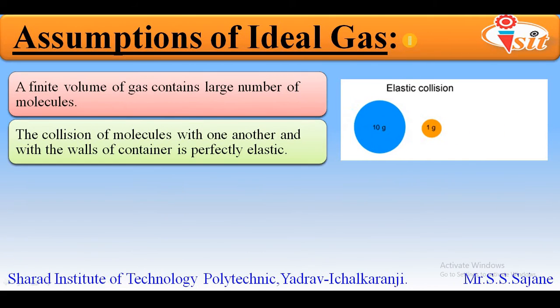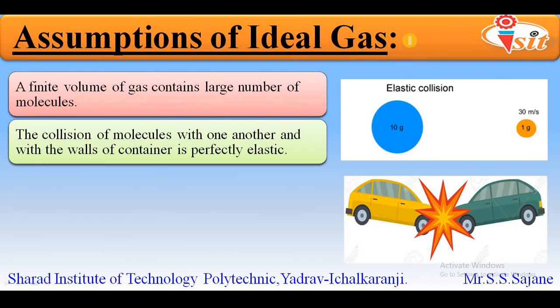Now, for an inelastic collision, we can refer to the second diagram, where two cars have a great impact with each other. Both the cars were initially having some velocity, but after this collision, the kinetic energy is totally lost and converted into some other form of energy, either sound energy or heat energy. So we call this an inelastic collision. With these examples, I hope you have understood the difference between elastic and inelastic collision.